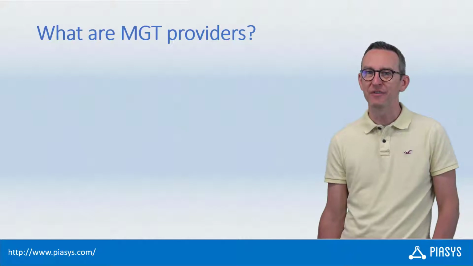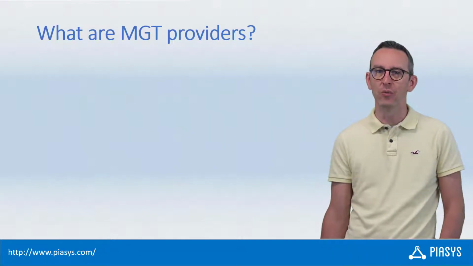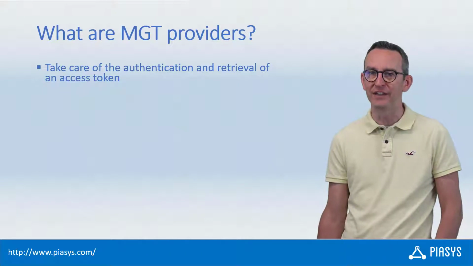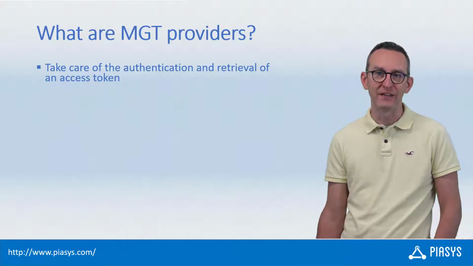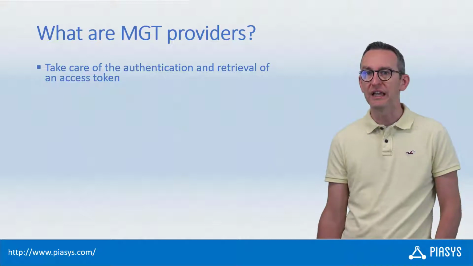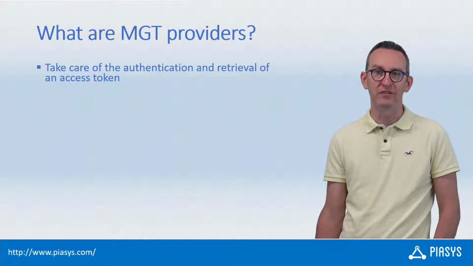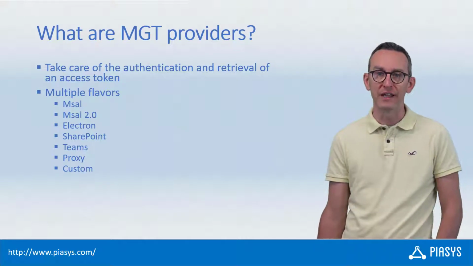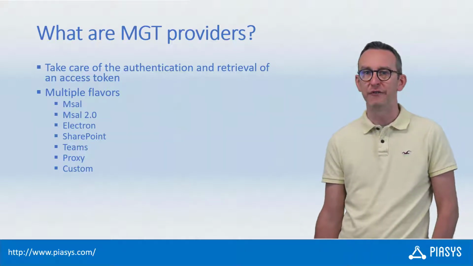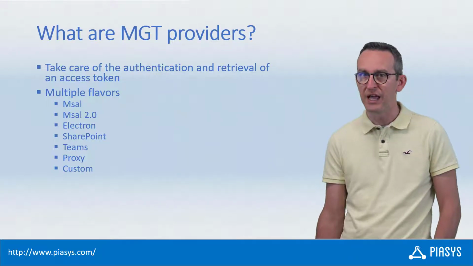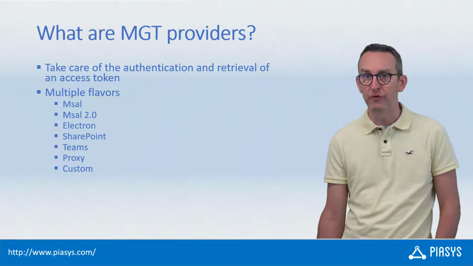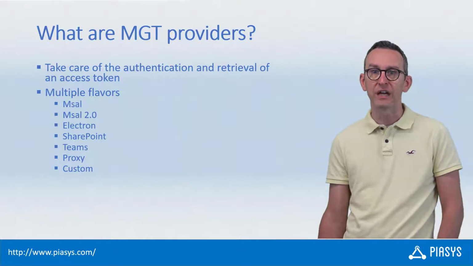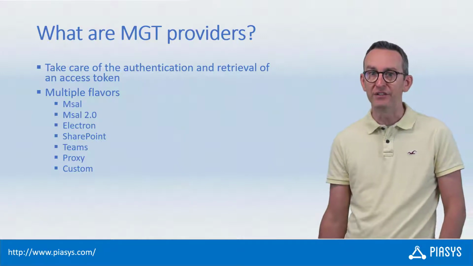This is the last episode of this series about the MGT component, and specifically today I want to talk with you about the MGT providers, which are authentication providers that we can use to authenticate and get an access token to consume the Microsoft Graph. In MGT we have different flavors of providers. Specifically, we have providers for MSAL, the Microsoft Authentication Library, for Electron, for SharePoint Framework, Teams, as a proxy, as well as you can create your custom MGT providers if you like.